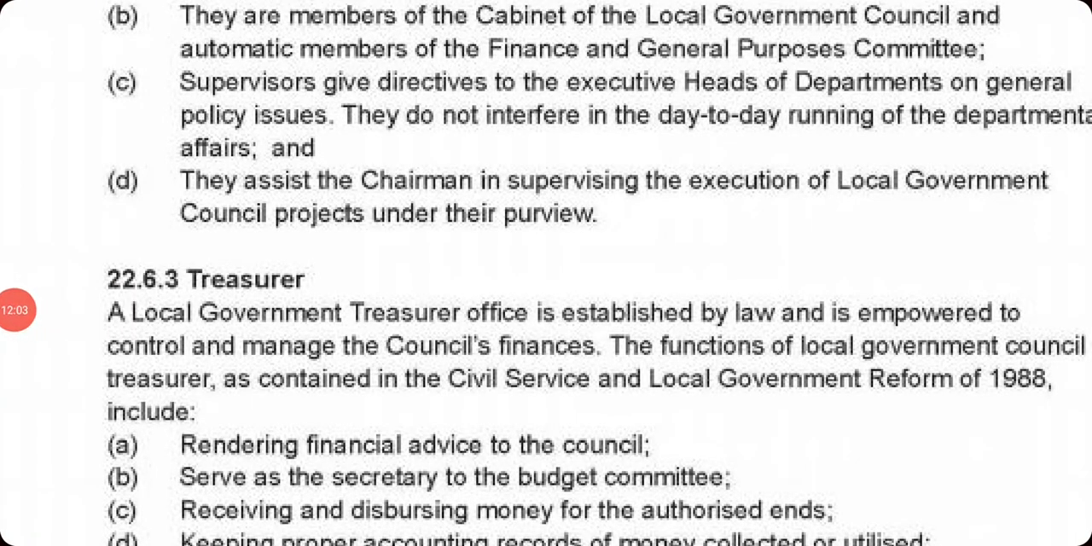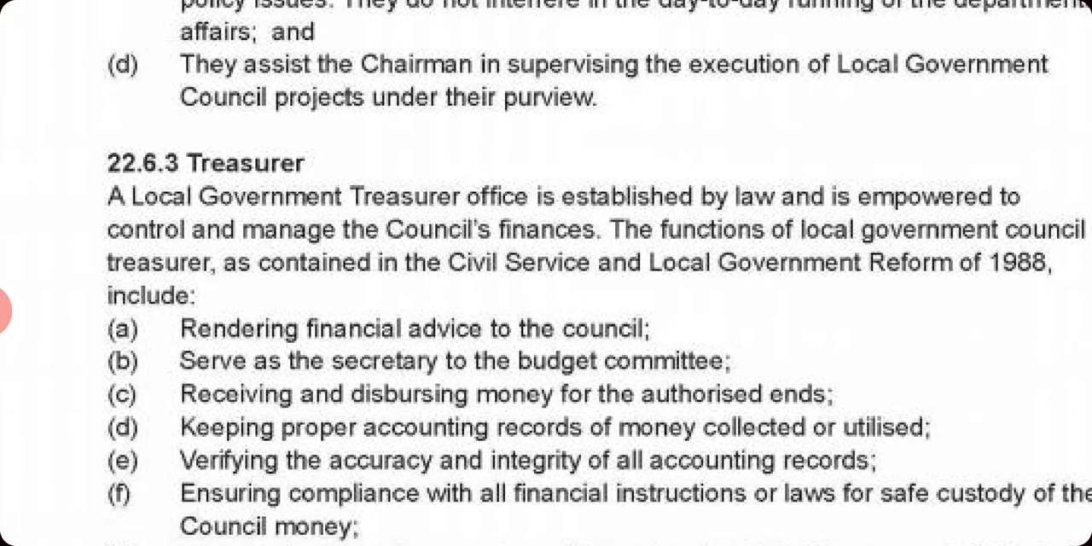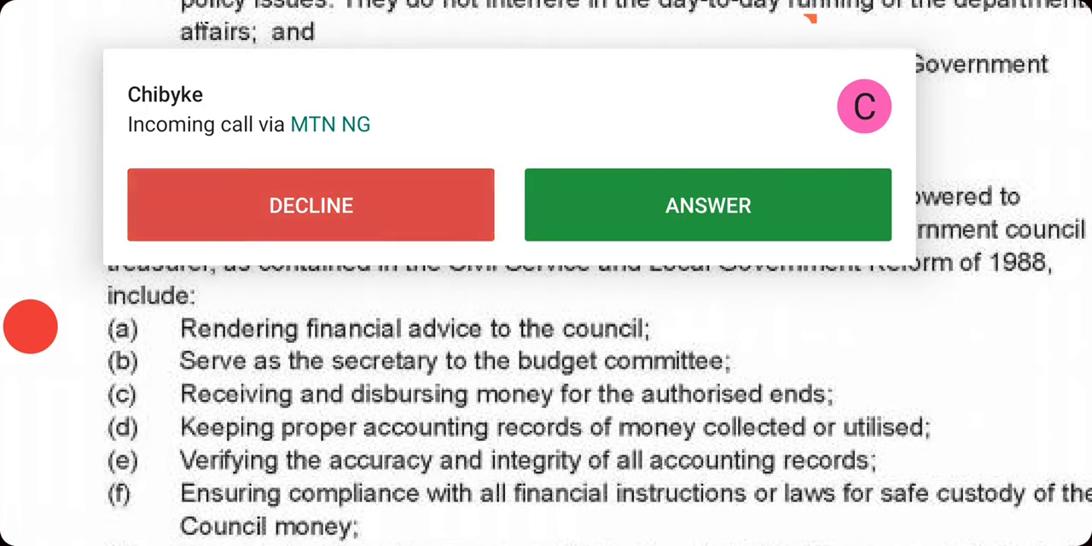He is the accountant general of the local government area. That's the duty of the treasurer. So he renders financial advice to the council. He serves as the secretary to the budget committee. He receives and disburses fund.